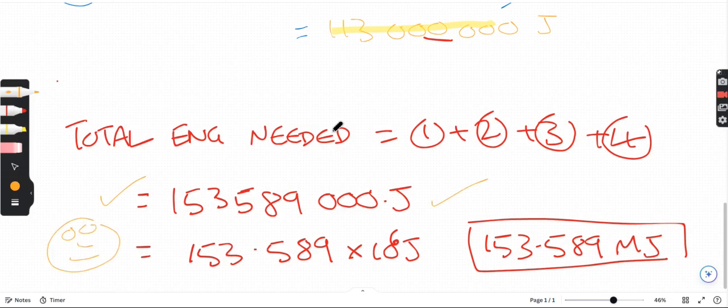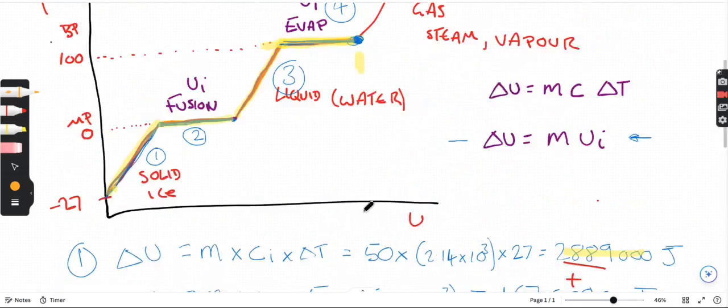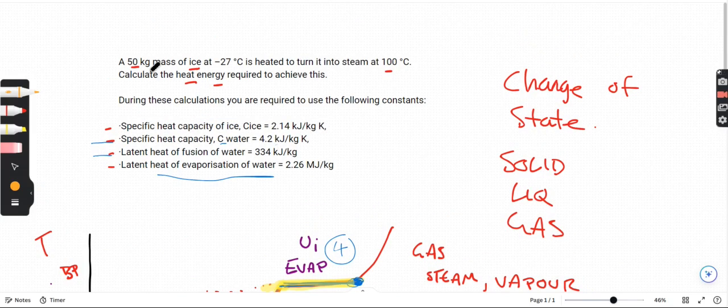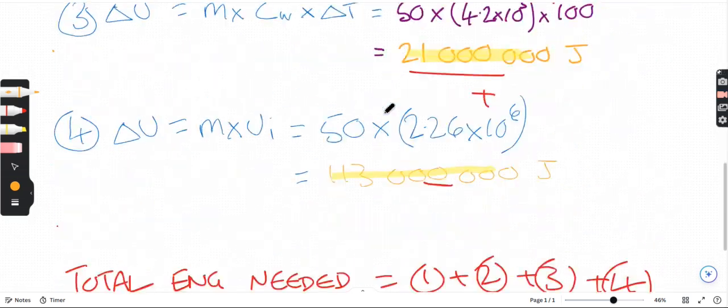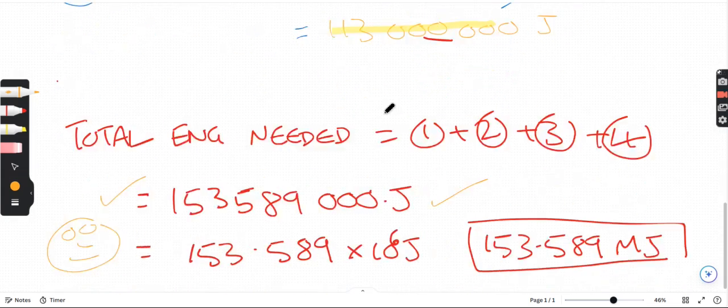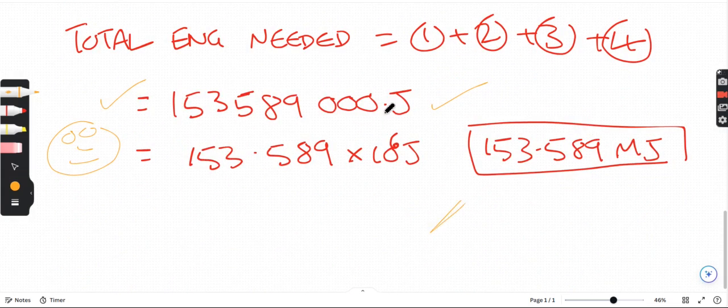That's how much energy we need to turn 50 kilograms of ice at minus 27 degrees into steam at 100. Stage 1, stage 2, stage 3, stage 4. That's why you need a lot of energy to make electricity or stuff like that, because you've got to boil water. Okay, that's the answer. That's how much energy we need. Done.